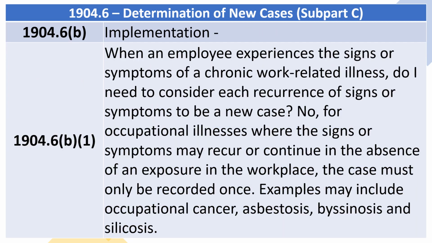1904.6 B Implementation. 1904.6 B1 When an employee experiences the signs or symptoms of a chronic work-related illness, do I need to consider each recurrence of signs or symptoms to be a new case? No. For occupational illnesses where the signs or symptoms may recur or continue in the absence of an exposure in the workplace, the case must only be recorded once. Examples may include occupational cancer, asbestosis, byssinosis, and silicosis.